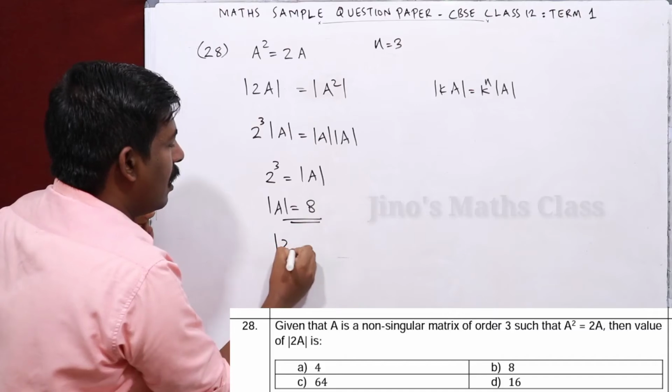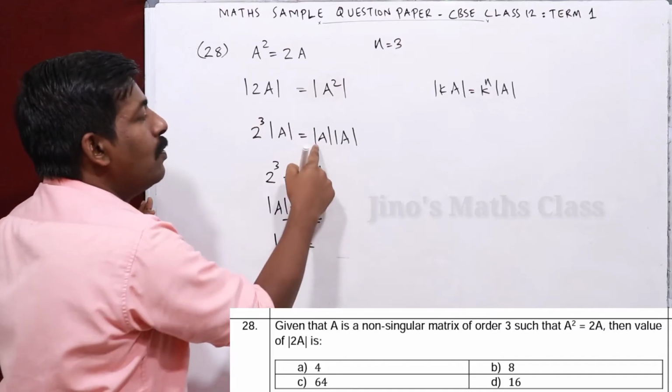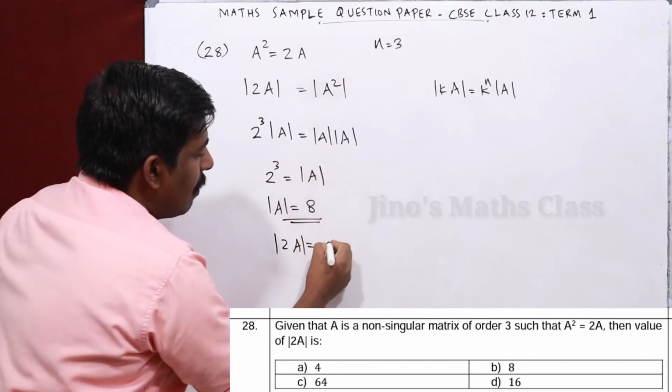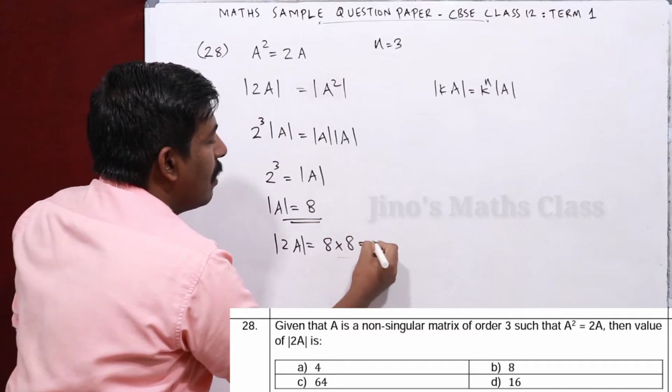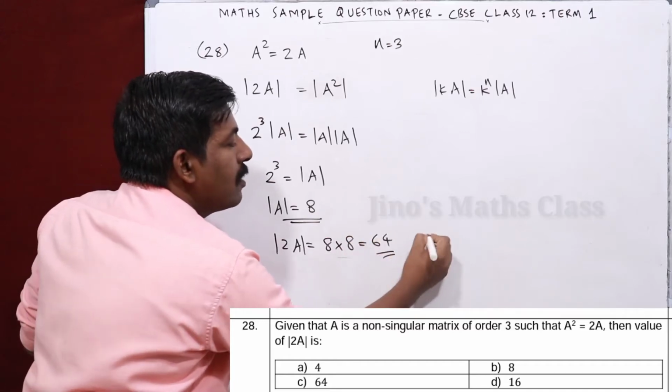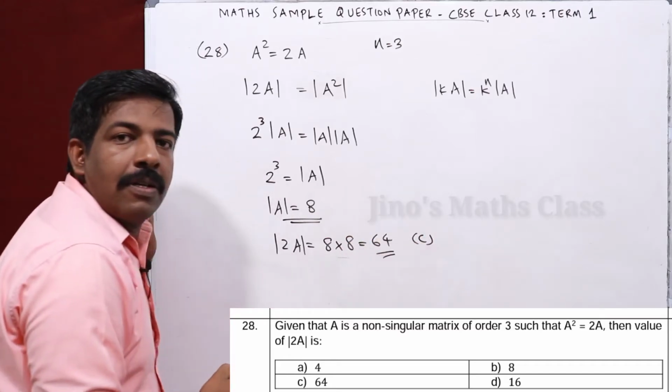But they asked to find the value of determinant of 2A only. So we can write determinant of 2A, that is equal to determinant A into determinant A. That means it is 8 into 8, that means 64. So option C is the correct answer.